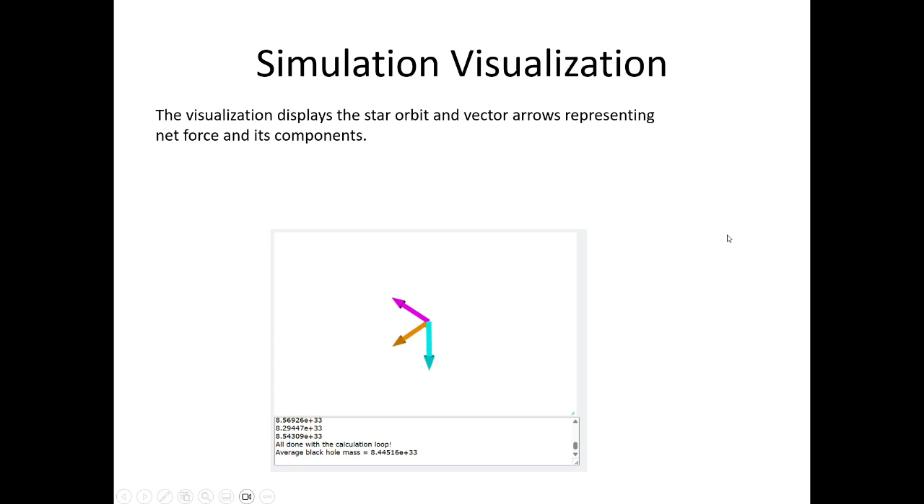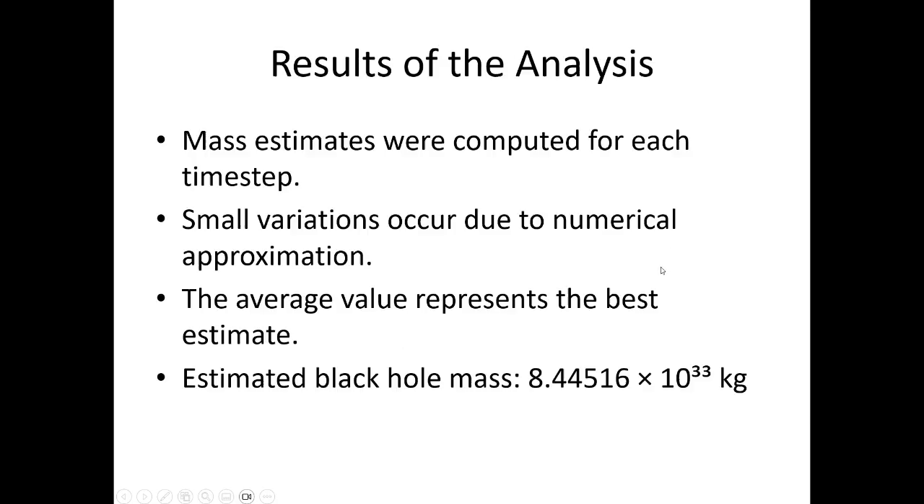So this slide shows the visualization produced by the simulation. The orbit of the star is displayed along with vector arrows representing the net force and its components, and these arrows illustrate how gravity continuously acts on the star. The perpendicular component of the force redirects the star's velocity, which causes the star to move along the curved orbital path rather than a straight line.